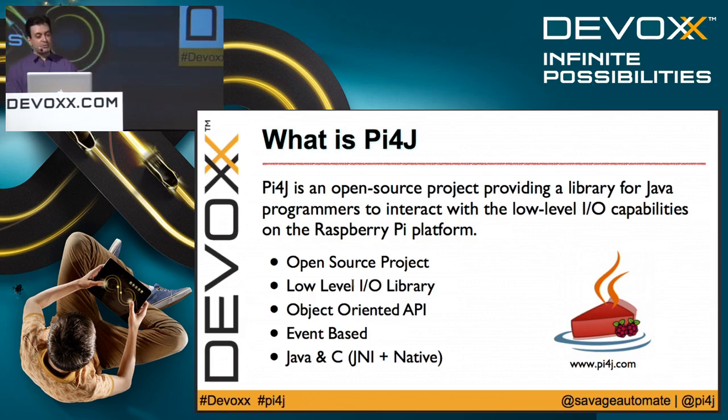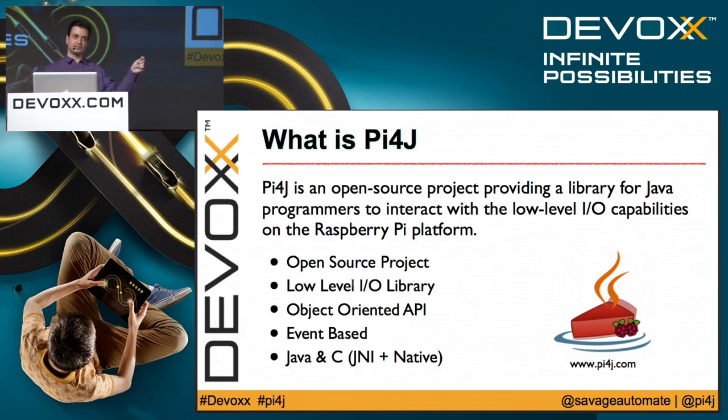Pi4J is built directly with Java code, so it's pure Java plus some C code for our JNI access to some of the low-level communications and memory of the Raspberry Pi. Now, you as consumers don't have to concern yourselves with the C in Java. We've abstracted that for you, but just be aware that that's there. There is a native library that allows us to be optimized for that platform.